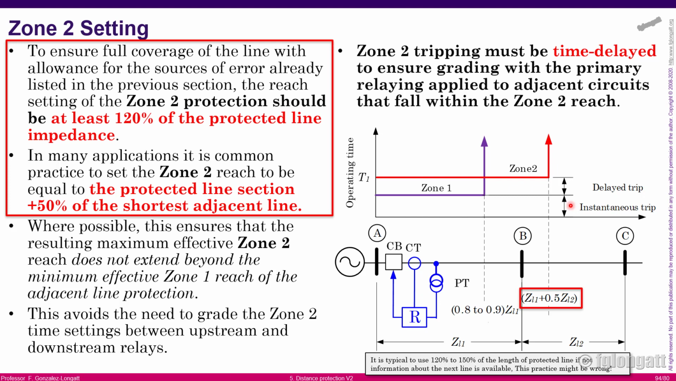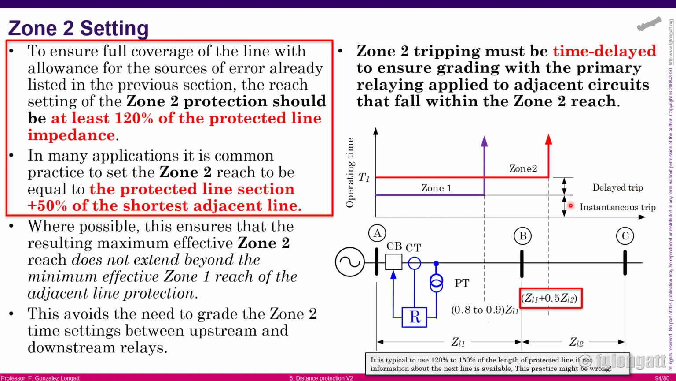What I'm trying to say is the second zone will never go beyond 50% of the next line. It's impossible. If you go over there, you are violating the basic rules for the second zone. The second zone must be at least 120% of the protected line impedance, and the maximum must be the protected line plus 50% of the shortest adjacent line.